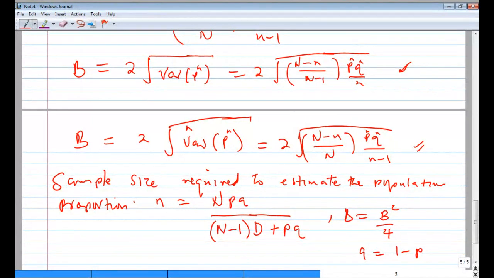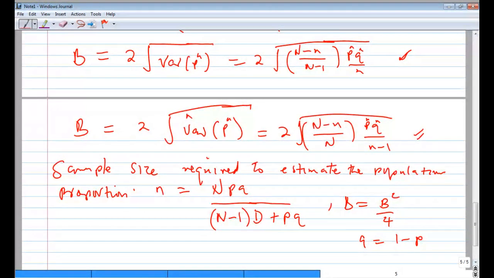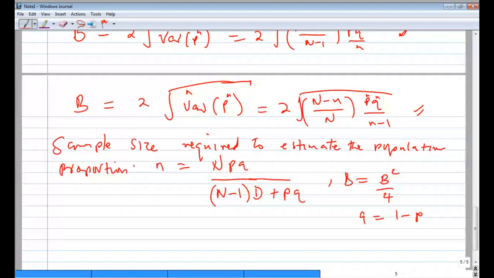Okay. Now let's quickly go to the example. I think it's example 3.10, on page 20. Example 3.10, page 20, lecture notes.